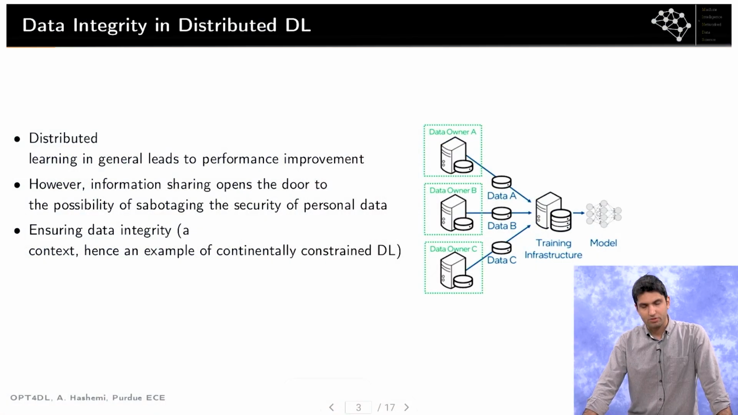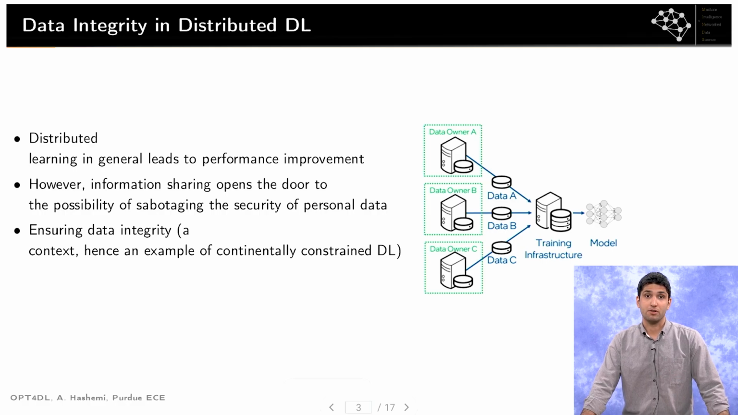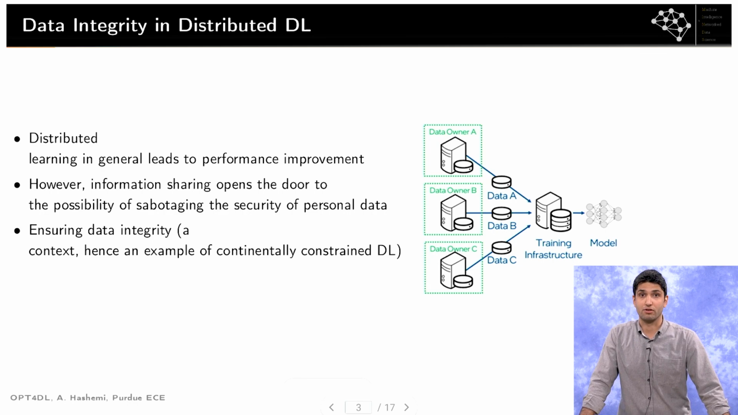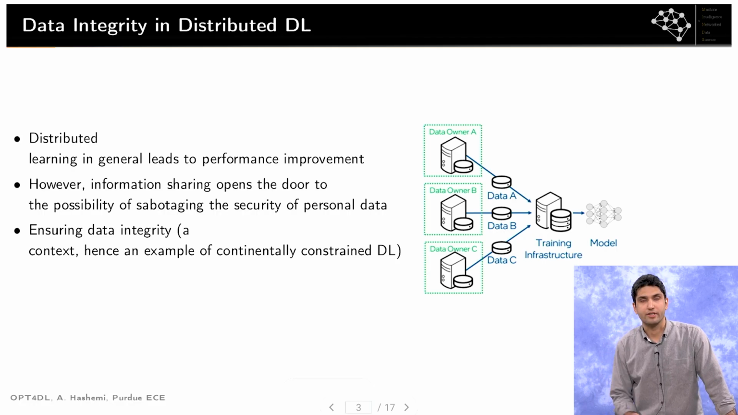So let's recall the distributed learning paradigm that we talked about before. Generally, when we are leveraging multiple sources of data and multiple sources of computation, we can expect to see significant improvements in performance. That's one of the motivations for using distributed learning in the first place. However, as the name suggests, when you are performing distributed learning, you are doing information sharing, and information sharing typically opens the door to the possibility of compromising the security of personal data. Therefore, we want to make sure that we do this in a secure way, such that we ensure the integrity of the data. So ensuring the integrity of data, or privacy, is the context here, and this is an example of what I mentioned, contextually constrained deep learning.